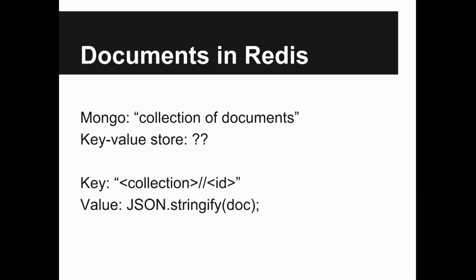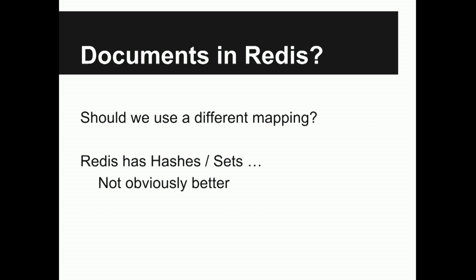So the big obvious one is that Redis is a key value store. Mongo has an abstraction of a collection of documents. So it's not obvious how to map a collection of documents into a key value store. What I've done, as you saw before, was basically encode the collection and the document ID in the key and put the value as the JSON encoded document. That works. It's not ideal. It's not very performant. So one of the questions that's very open is, should we use a different strategy? Redis, in particular, has hashes and sets, which might be better but aren't obviously so.